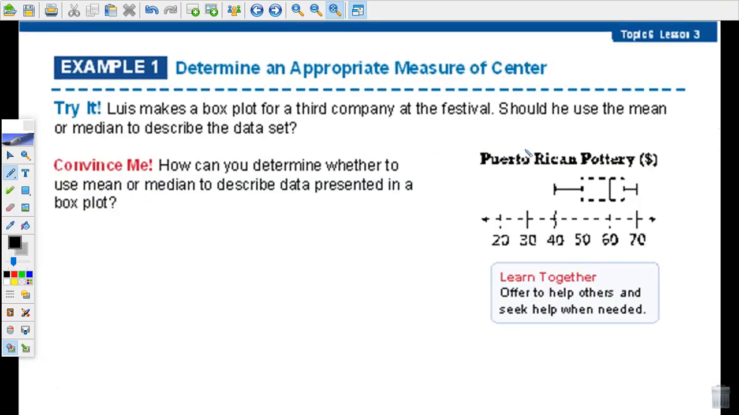So let's go back to example one, try it. Luis makes a box plot for a third company at the festival. Should he use the mean or the median to describe the data set? Hmm.